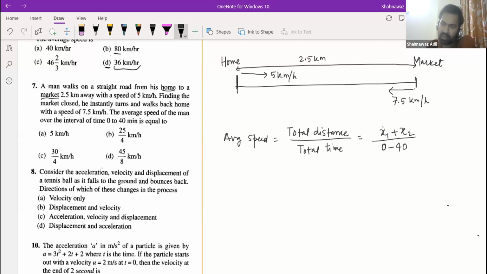So this would be the onward journey and this is the return journey. You guys will say that this should be 2.5 plus 2.5. No, but we have this time limit, 0 to 40 minutes, right? So let's solve this and find out the time to reach the market. Let's say time to reach the market is T1.